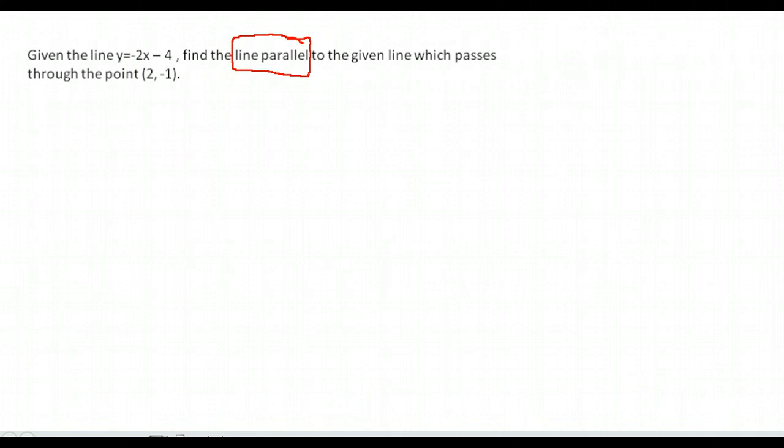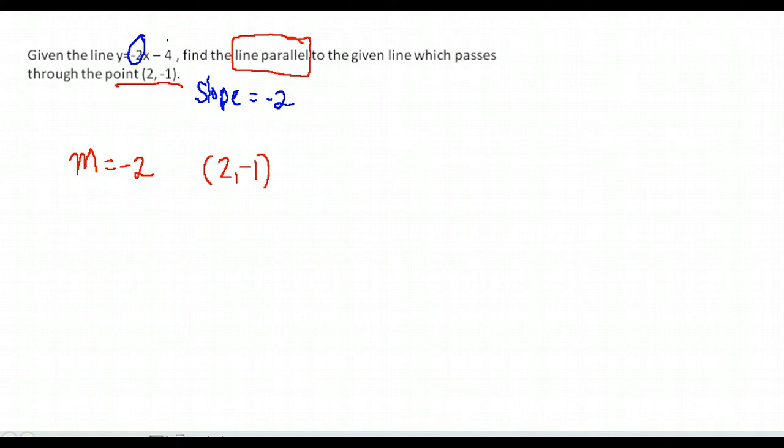So looking at this equation, it's in slope-intercept form. We know that because y is all by itself on one side of the equation. And when it's in slope-intercept form, we know the slope is that number multiplied by our x. So this line had a slope of negative 2. Our new line is supposed to be parallel to that, and parallel lines have the same slope. So our new line is going to have a slope, which is abbreviated m, and goes through the point (2, negative 1).